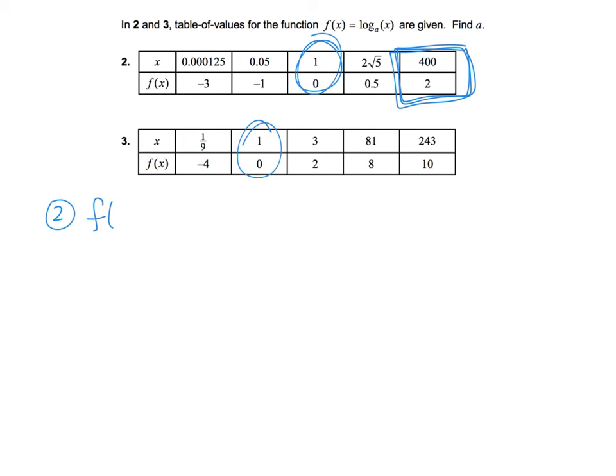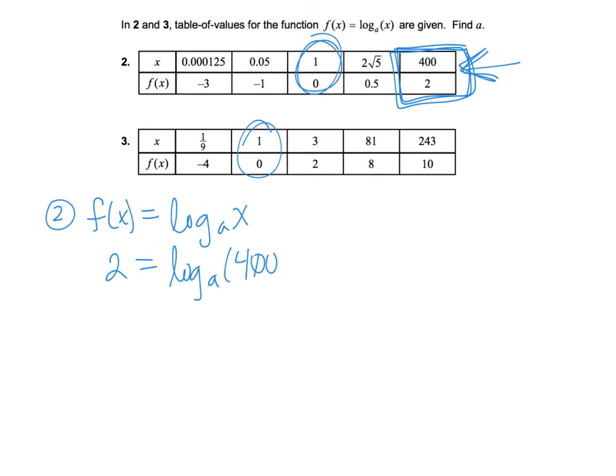Again, my base function is just log base a of x. Doesn't look like there's any transformations going on. So I'm just going to use this point right here, my x and y, and plug it right in. So I've got 2 equals log base a of 400. I keep not being in the habit of putting parentheses around the arguments. You should always put parentheses around the arguments as a matter of formatting. So please take that into account. I'll try to get better at that.